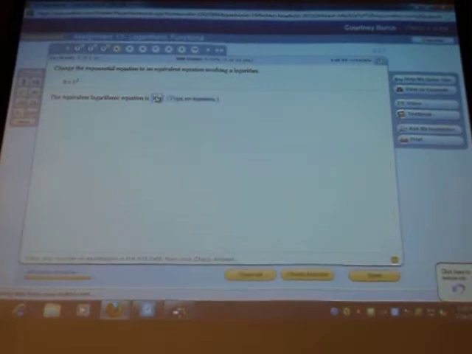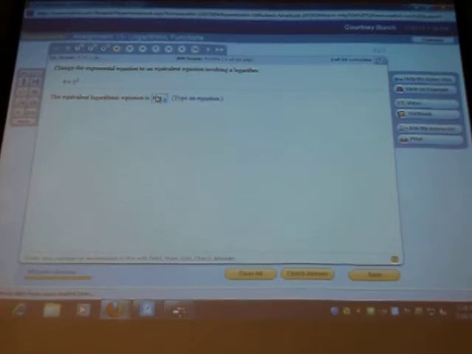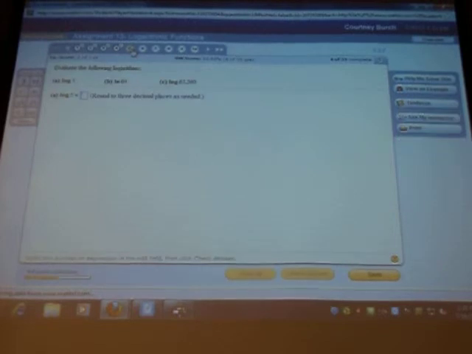Are we finished with graphing on these? Or will any of this be graphing? They might have you graph some. I'm not sure. Let's try evaluating.